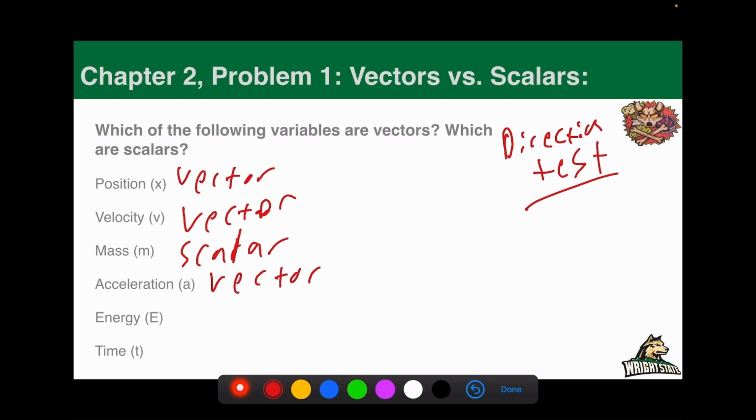What about energy? Well, if I think about like the direction my car is moving, right? Whether it's moving north or south, if it's moving 200 miles an hour, it's got the same amount of energy. If I were to slam into a wall, it would have the same amount of energy in that collision, regardless of whether I was going up, down, left, right, north, south. So energy is going to be a scalar.